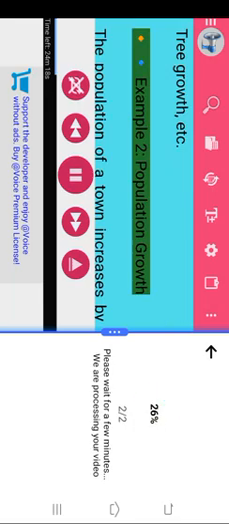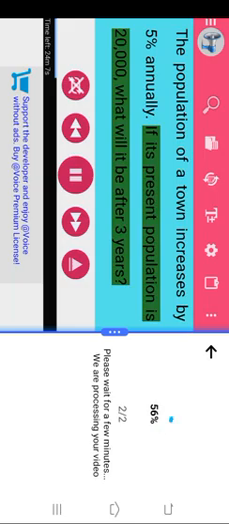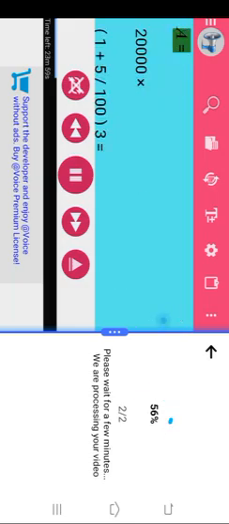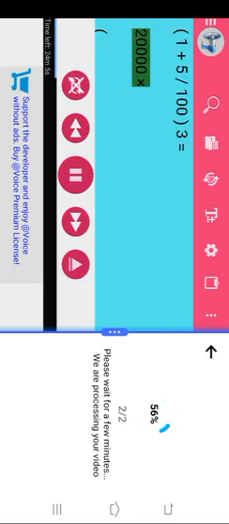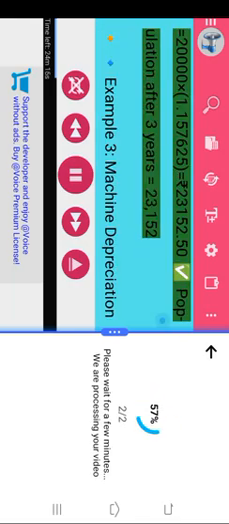Example 2. Population growth. The population of a town increases by 5% annually. If its present population is 20,000, what will it be after 3 years? Solution. Using the growth formula, A equals 20,000 times (1 + 5/100)^3, which equals 20,000 times 1.157625, which equals 23,152.50 rupees. Population after 3 years equals 23,152.